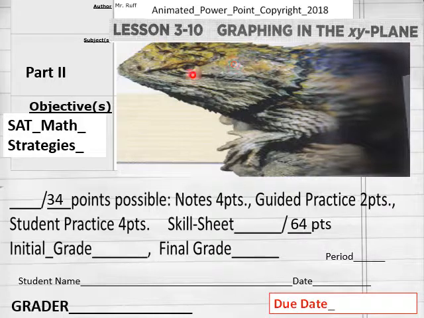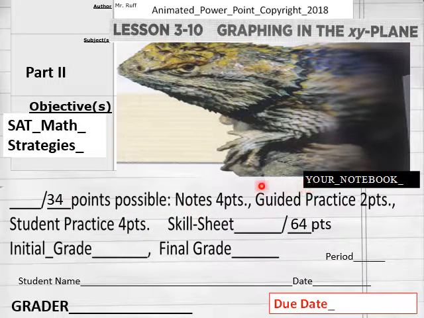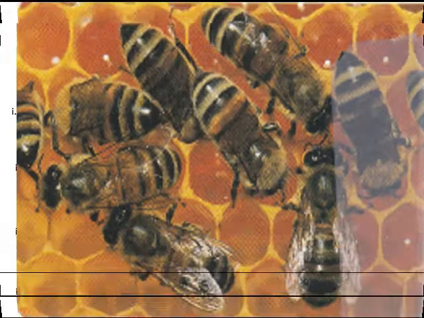3.10, graphing in the XY plane. We've got 34 points of notes, so get your note-taking sheet out. Guided practice is 64 points. That is the worksheet at the end of this lesson. It's on a video.